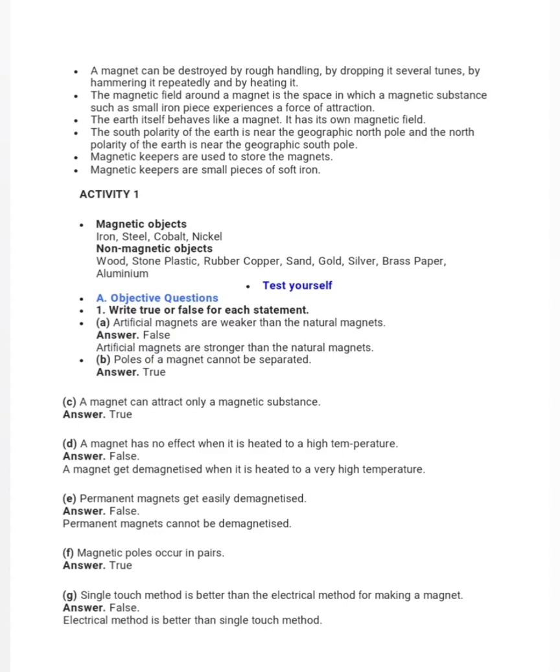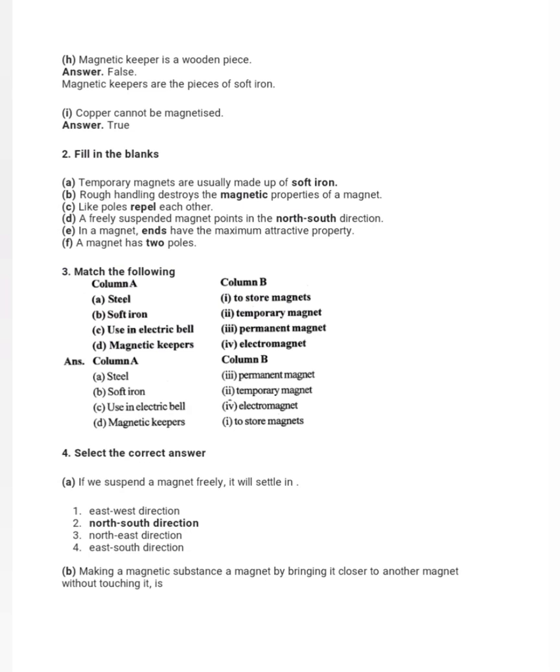E. Permanent magnets get easily demagnetized. Answer is false. Permanent magnets cannot be demagnetized easily. F. Magnetic poles occur in pairs. Answer is true. G. Single touch method is better than the electrical method for making a magnet. Answer is false. Electrical method is better than single touch method. H. Magnetic keeper is a wooden piece. Answer is false. Magnetic keepers are pieces of soft iron.